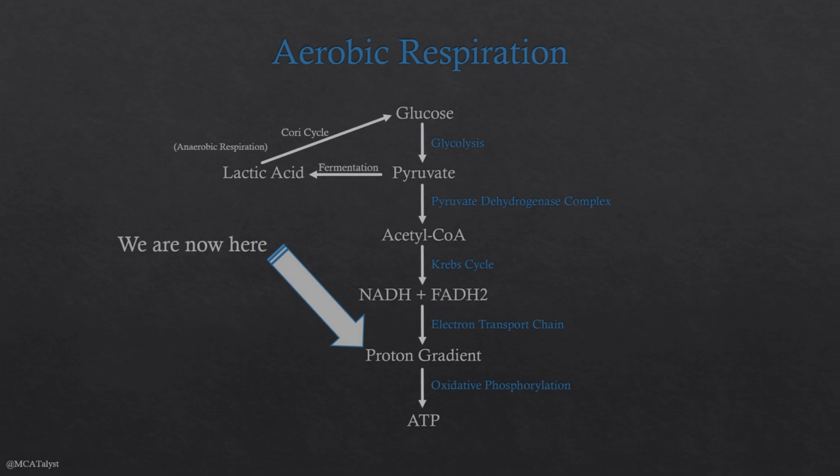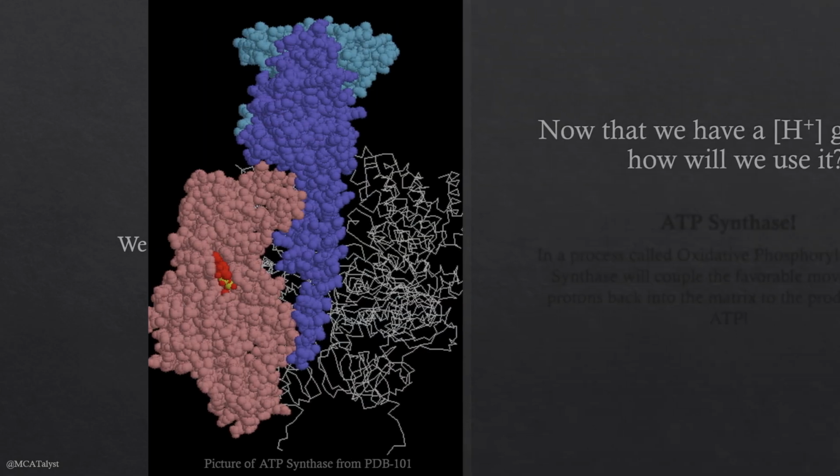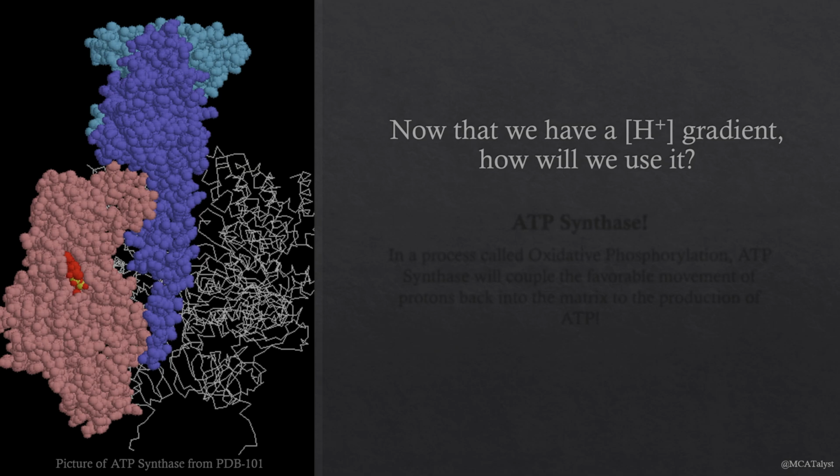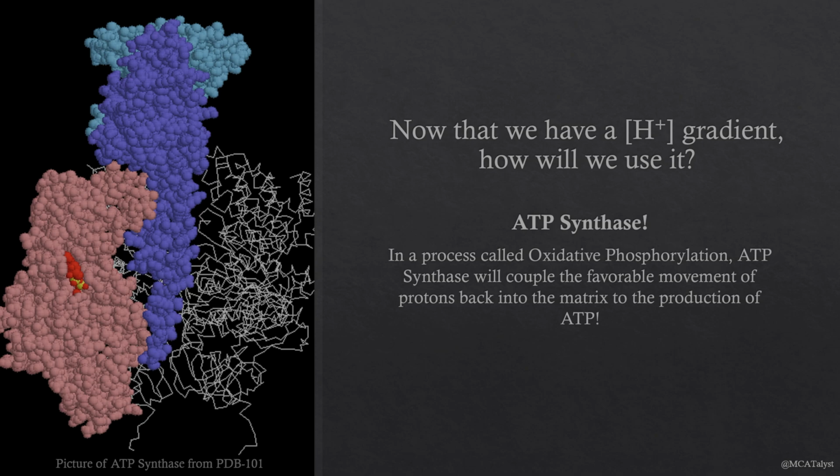So now at this point, we've produced this proton gradient. We've taken these electron carriers and we've produced this elusive proton gradient that we're going to be doing something with. So now the next question is this process right here, oxidative phosphorylation. How in the world are we getting from a proton gradient to actual ATP? Now that we have a proton gradient, how are we going to use it? The answer to that is this protein called ATP synthase. In a process called oxidative phosphorylation, you might have heard that term before, ATP synthase is essentially going to couple this favorable movement of protons down their concentration gradient back into the matrix to the production of ATP. We're going to talk about how that works on this next slide.